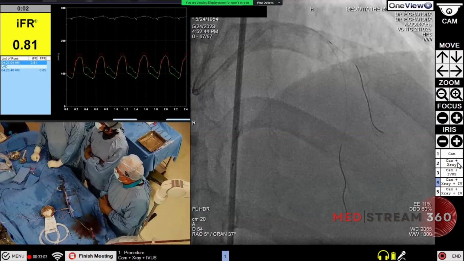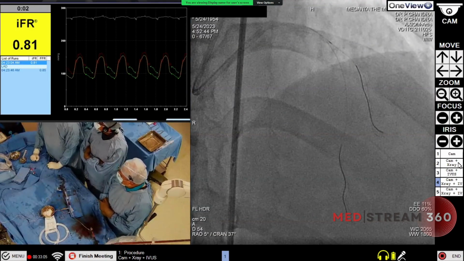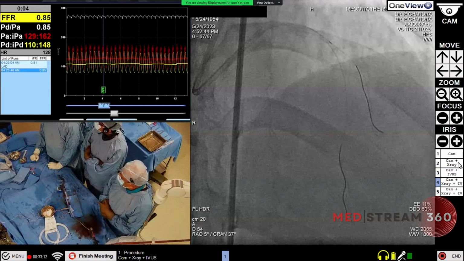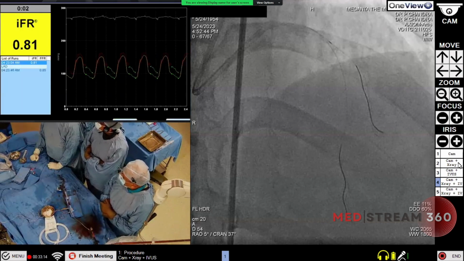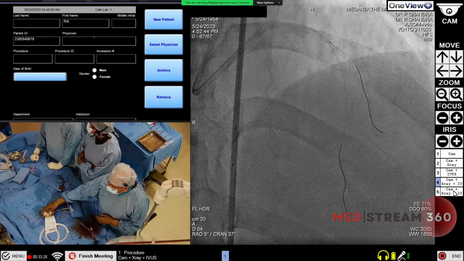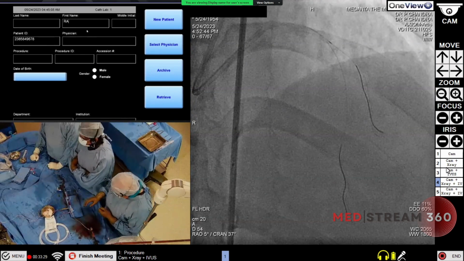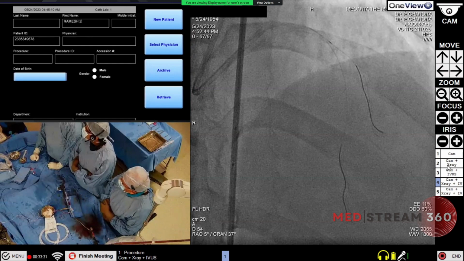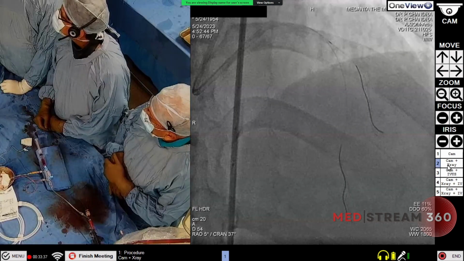Okay. Now go live with it. FFR. No, do IFR. IFR. Okay. Yeah. Live. No, then you have to do 0 again. So what we should do is check the IFR if we can check it. Otherwise, I will do an IVUS. Now we have it.